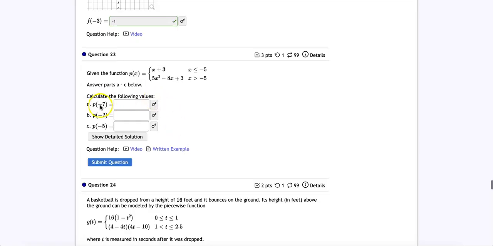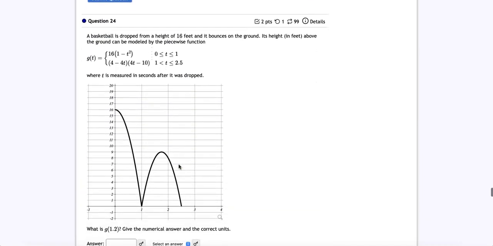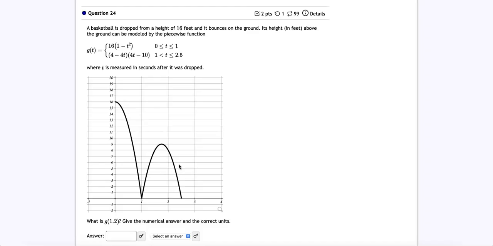You can also just stick the numbers into the formulas, and I had already done that in a previous problem, and this one has a detailed solution so that you can see how that's done. So I'll skip over that one. Let me go now to 24, which looks a little bit more complicated.